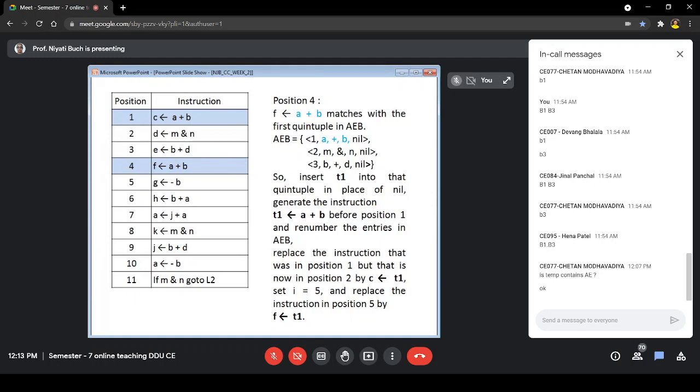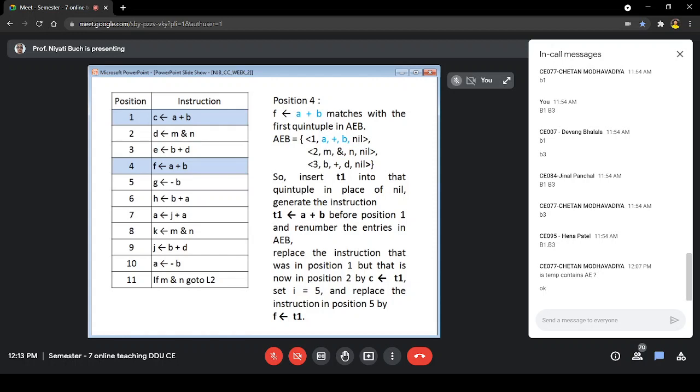So what was there in position 1? You can see over here, it is highlighted. A plus B is assigned to C. So instead of that, what will you write? You will write T1 is assigned to C, which will now go at position number 2. And at I equals 5, because now all the numbers will be shifted by 1, right? So at position number 5, you will replace the instruction and make it T1 assigned to F.